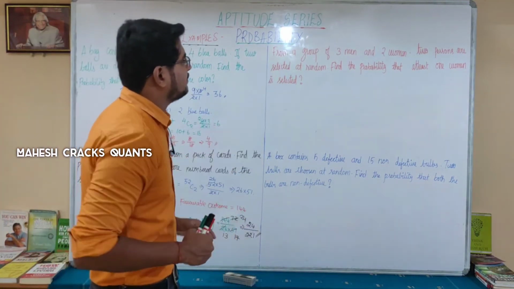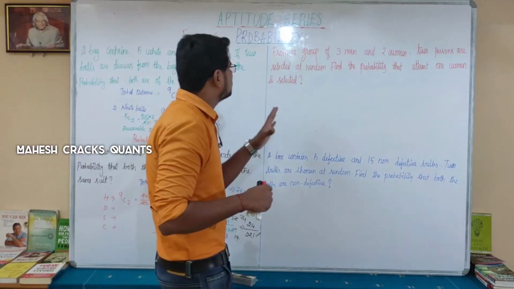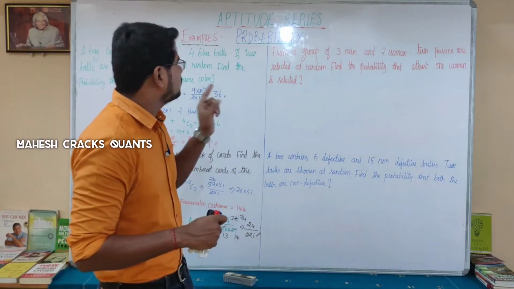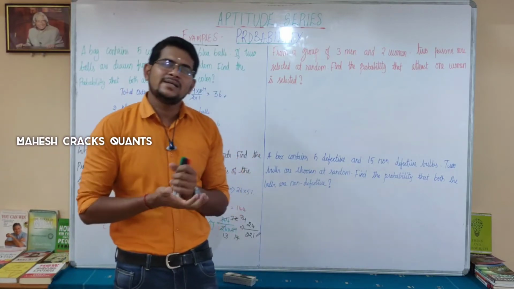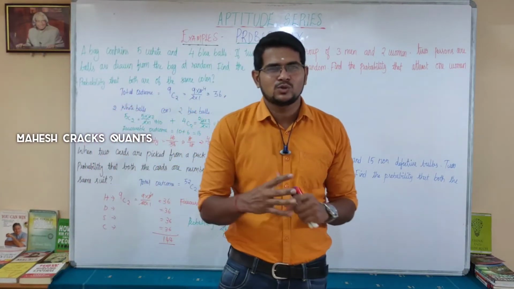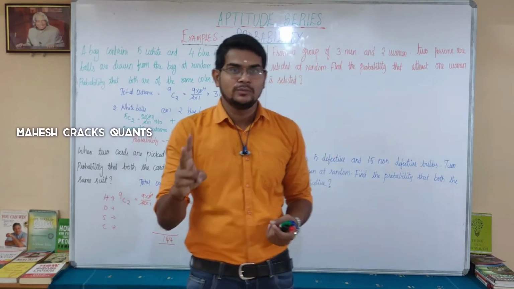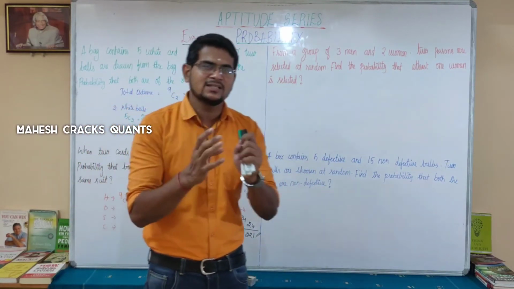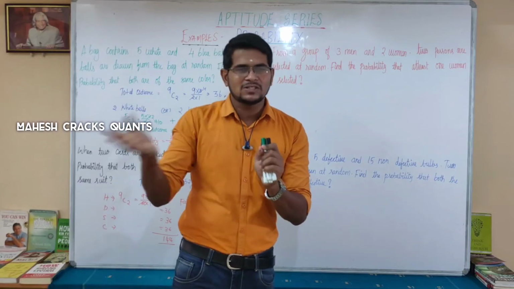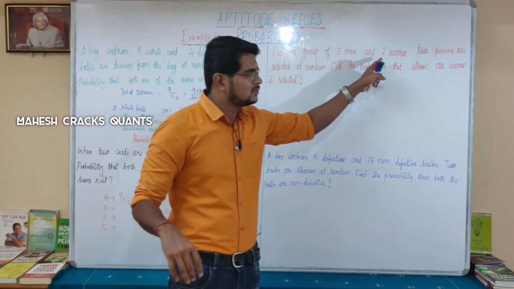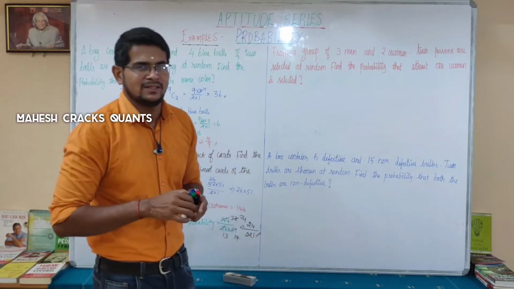From a group of 3 men and 2 women, 2 persons are selected at random. Find the probability that at least one woman is selected. So at least one woman means what? Out of those 2 persons, you can have one woman or else you can have 2 women. At least means minimum one woman. Maximum number of women can be there. What is the total women? 2 women. So maximum 2 women can be there.